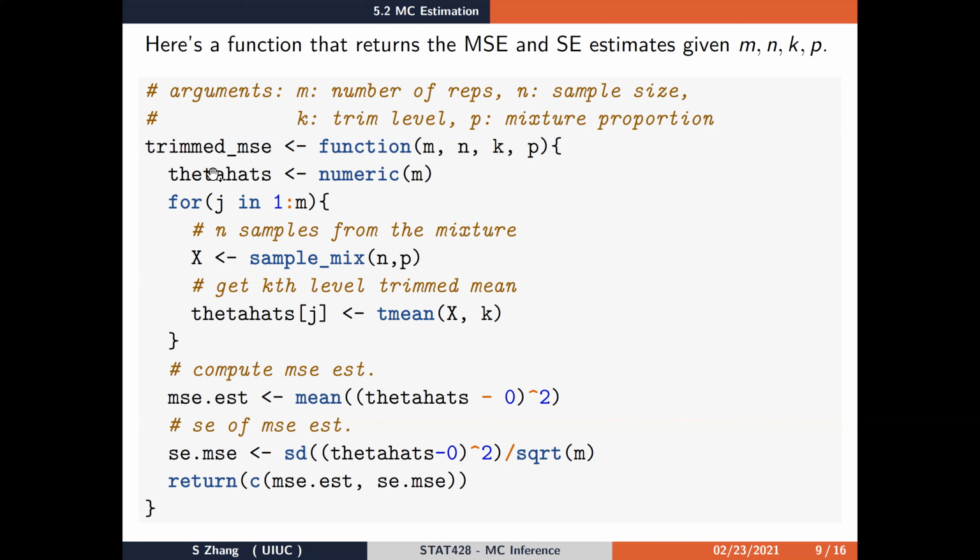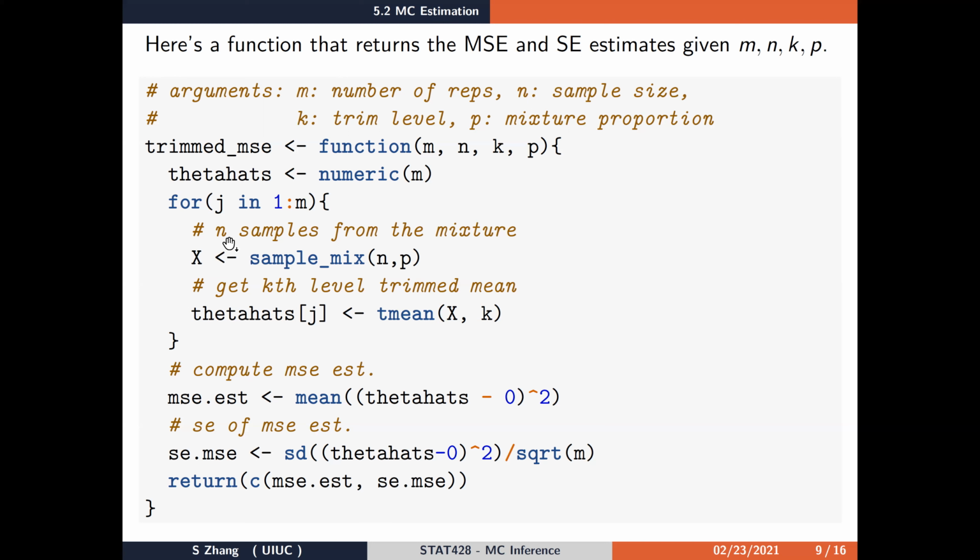So this all zero vector will be used to store all of the theta hats, or the trim means, we get, the k-level trim means across the m replications. So for each j between 1 and m, which is here 100,000, we first use the sample mix function we created earlier to draw n samples from the mixture distribution, where the mixture weight for the normal 0, 1 class is given by p.